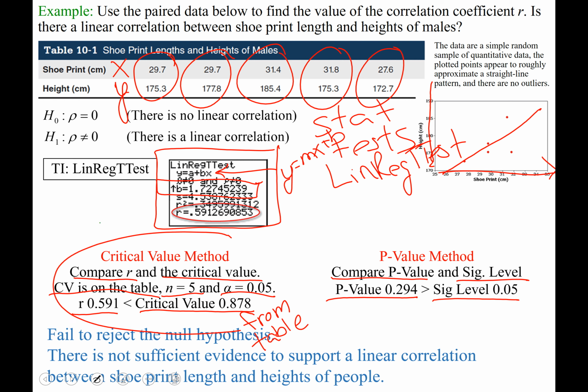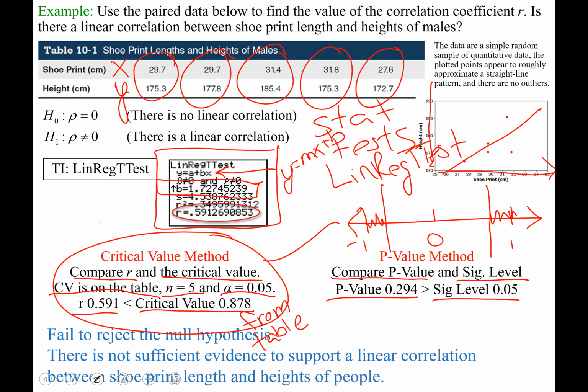Critical value method, let me just draw the visual because I feel like it could still be easily misunderstood. We've got the negative one here, the positive one here, and 0 in the middle. The critical value, as you guys recall, sets the rejection region, or remember, we're going to call it the correlation region. That is at 0.878. That's our critical value. And our test statistic, r equals 0.591, landed right about here.